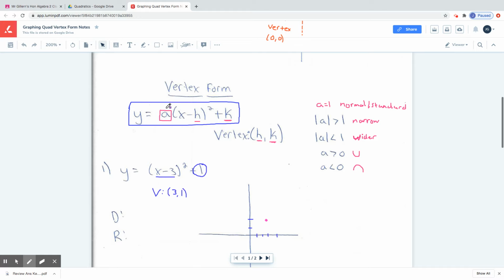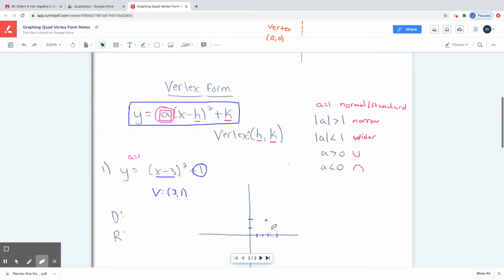Well, guess what's going to tell us that? A is going to tell us that. All right. So in this problem, there's nothing out in front. So our A is equal to 1. That is how much I'm going to go up or down. I'm always going to go up or down that much. Since it's positive, I'm going to move up.